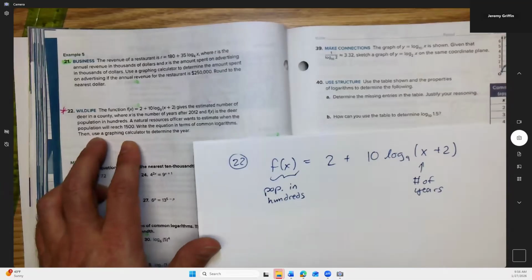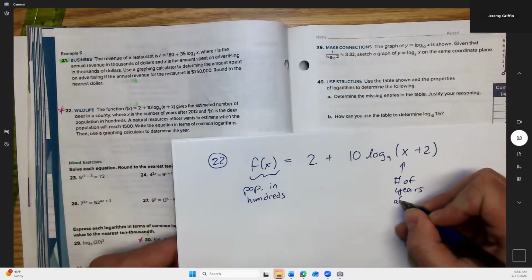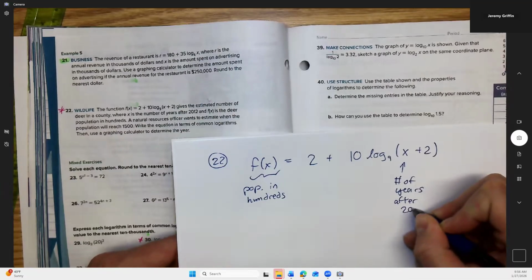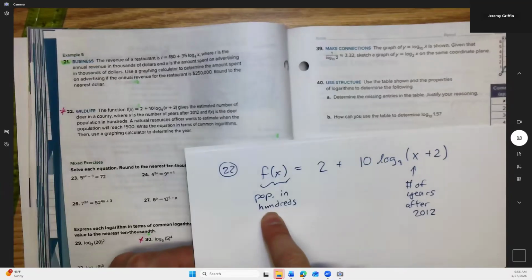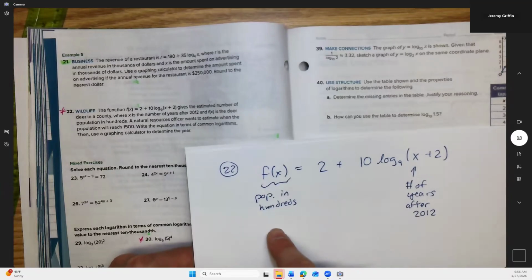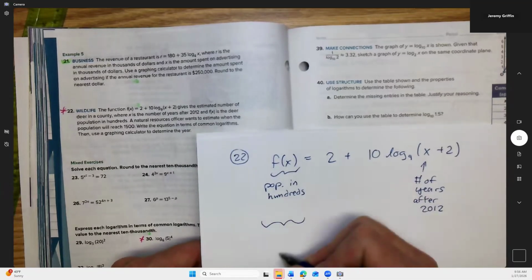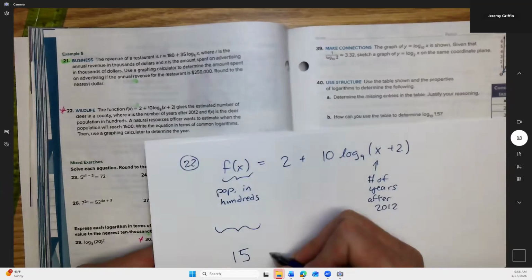A natural resource officer wants to estimate when the population will reach 1,500. Determine what year that's going to happen. So years after 2012. So guys, if we want the population to go to 1,500, then what should I plug in for f of x? 15, because it's the population in hundreds. So do 15 of those hundreds.